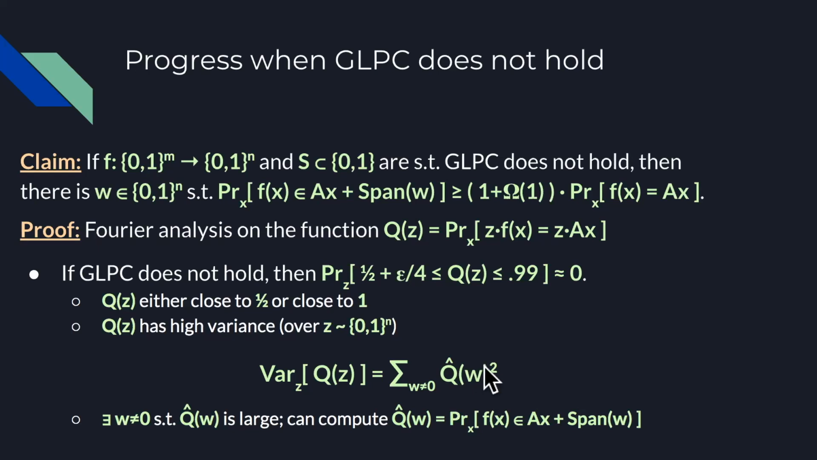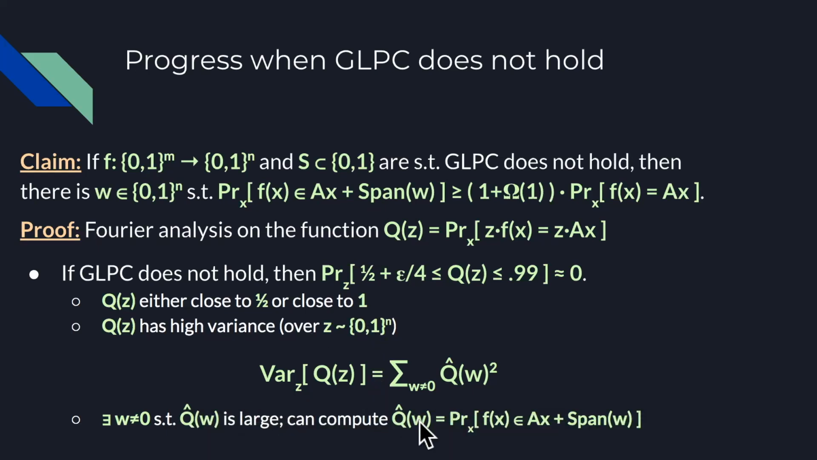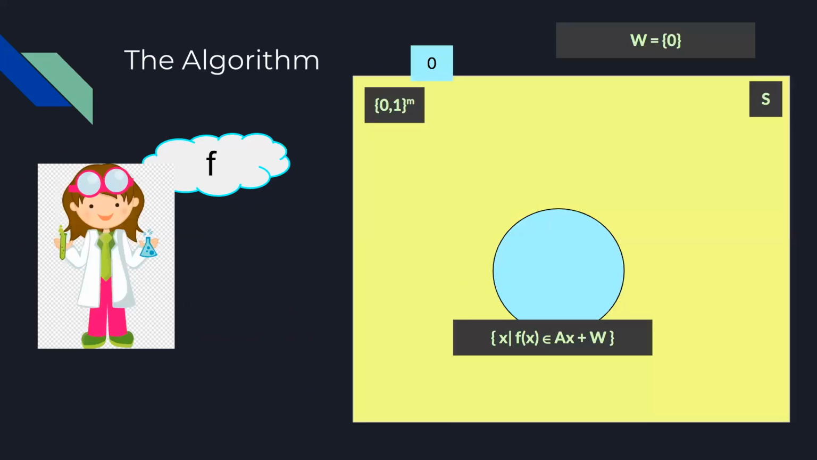And, you know, it's a little more complicated, but this is more or less the same thing. So essentially, if the Goldreich-Levin progress condition does not hold, the function has high variance, therefore there's a heavy Fourier coefficient. It turns out that the Fourier coefficients are exactly the probability that we're looking for. And again, you can do the thing where you just find one at random, and you're not actually finding it. This is maybe a confusing piece.